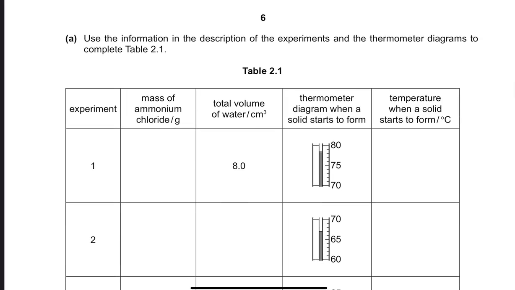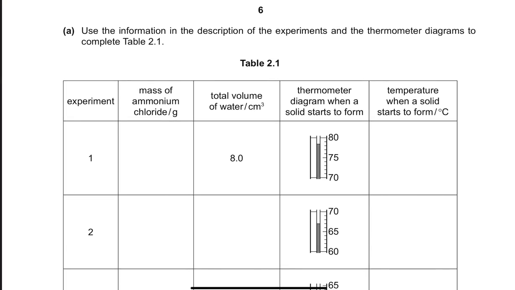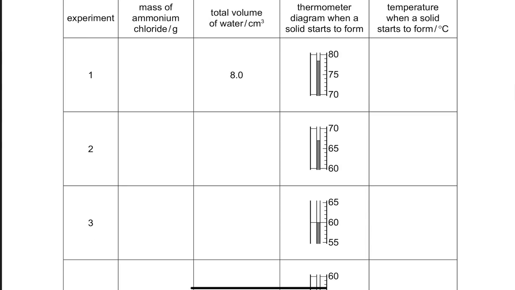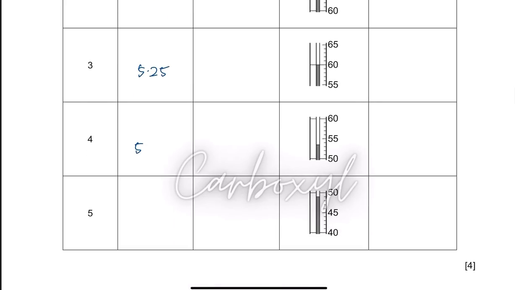Theek hai? It says use the information in the description of the experiments and use the thermometer diagrams to complete table 2.1. Mass of ammonium chloride, it remained constant. It's all 5.25, 5.25 throughout these experiments. It never said that it changed the mass of ammonium chloride. So you would get 1 mark for writing 5.25 in all the experiments.